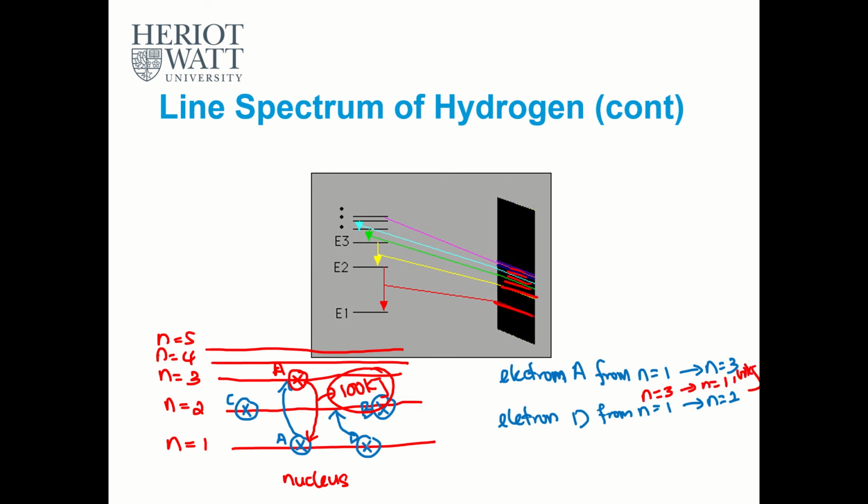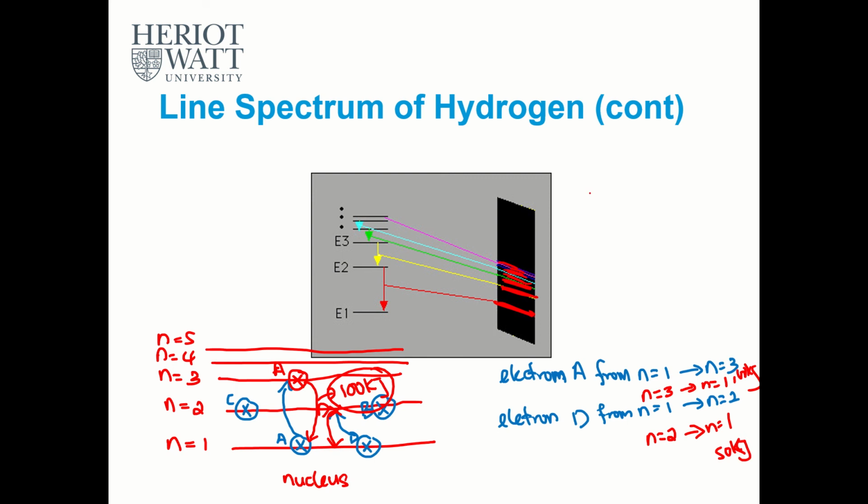And same thing if we look at D. When D jumped from n equals 1 to n equals 2 and drops back, when it falls back to the original state from n equals 2 to n equals 1, it releases a certain amount of radiation with a certain amount of energy, which will appear as one particular line here with a certain wavelength. Again, we can use the wavelength value to calculate the energy, and we can deduce that the energy released by electron D dropping back is about 50 kilojoules.